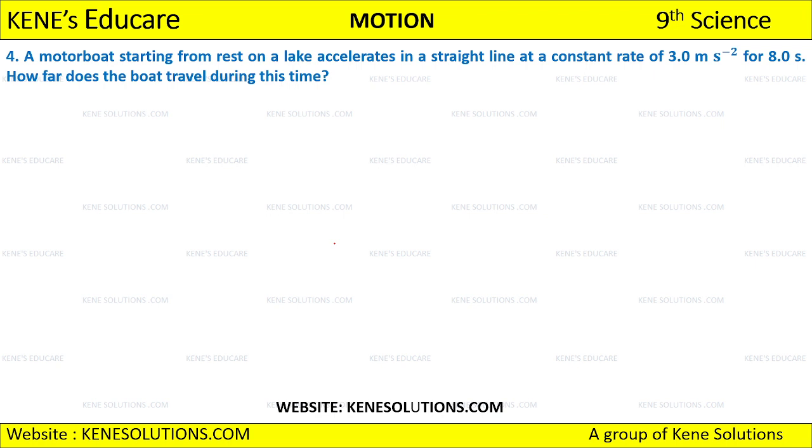Then we have the next question: a motorboat starting from rest on a lake accelerates in a straight line at a constant rate of 3.0 meter per second square for 8.0 seconds. How far does the boat travel during this time? So here you will have to use the formula S is equal to ut plus half at square. What will you use the formula as? S is equal to ut plus half at square.